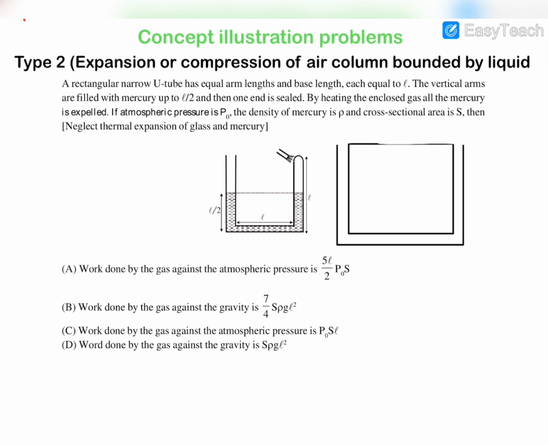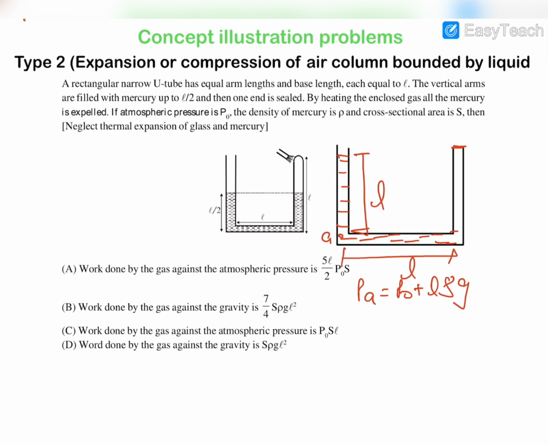You can see that this is the U tube and this end is sealed, and at some instant of time this would be the situation. If we have pushed this mercury completely in this arm, then this length will be L and this length will be L. The pressure at this point A, PA, will be P0 plus L rho g, and this pressure will be equal to the pressure at point B, which is the pressure of the gas.